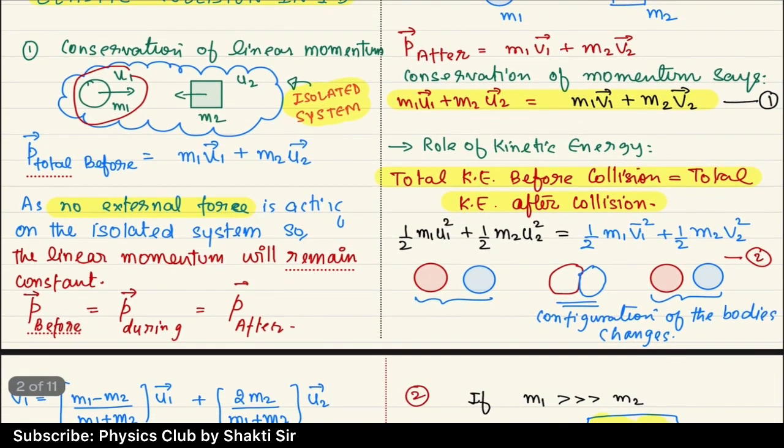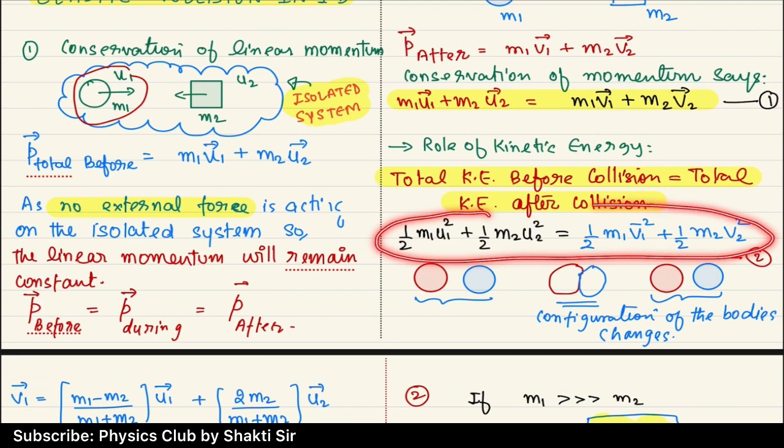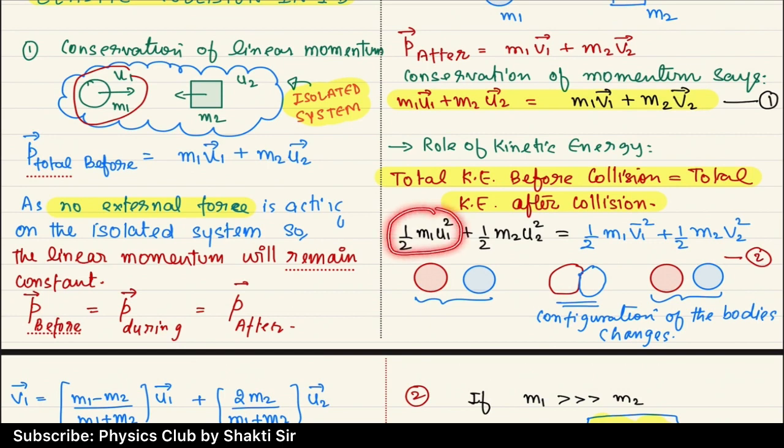Okay, so we can easily write the equation like this. This is the equation in the form of kinetic energies. This is the kinetic energy before collision of the two bodies, and this is the kinetic energy after collision of the two bodies, right? And based on these two equations, that is the conservation of linear momentum and the conservation of kinetic energy, we can solve for v1 and v2, that is the velocities of the bodies after collision.